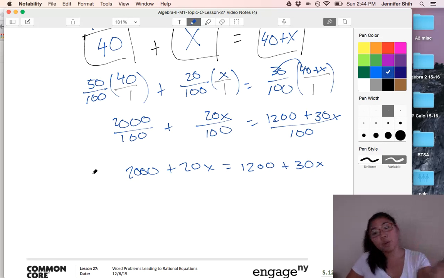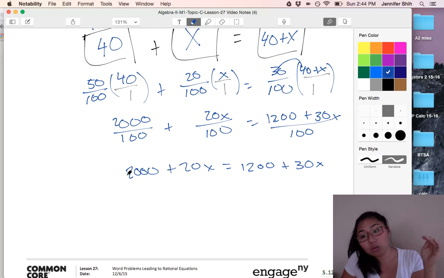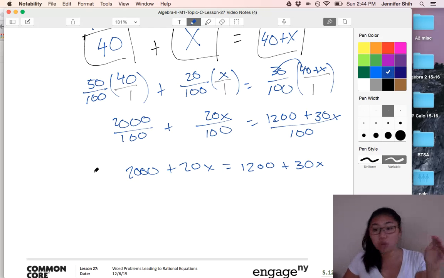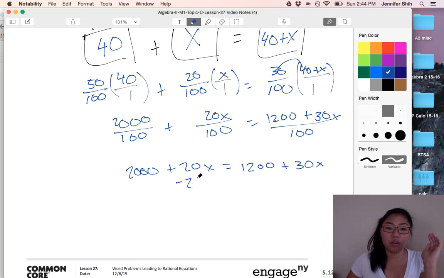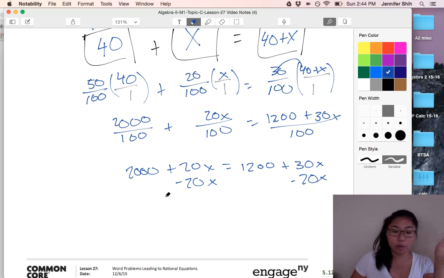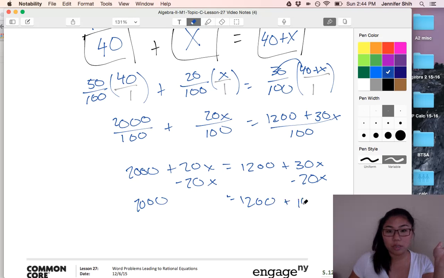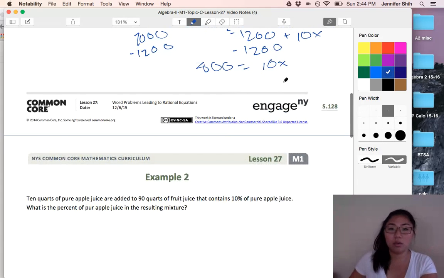Now, if you need to make a note of this when you're annotating, you're going to say, use inverse operations or use Algebra 1 skills. And you're going to isolate the variable by combining all the variables to one side, all the numbers to one side. 2000 equals 1200 plus 10x. Then I'm going to subtract 1200 from both sides, and I'm left with 800 is equal to 10x. Just have enough room to divide by 10 to get 80 is equal to x.